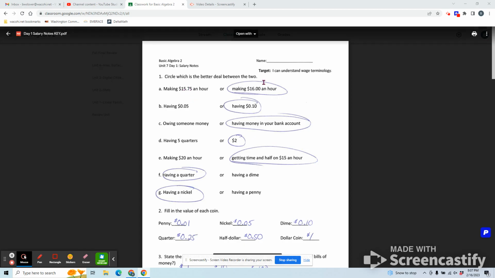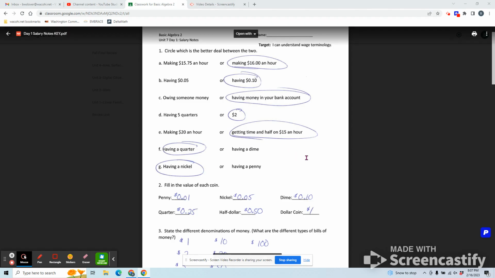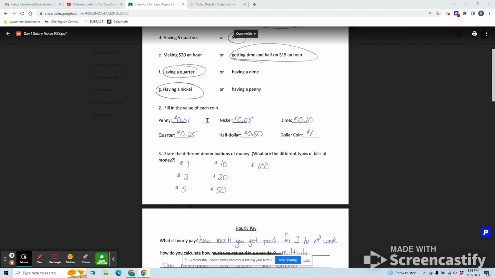So making this or this, having a nickel or a dime, owing money or having money, 5/4 or $2, $20 an hour, getting paid time and a half, having a quarter or a dime, a nickel or a penny. And I'm not really going to explain these because I just wanted to see what you thought. Same thing here, finding the value of each coin.